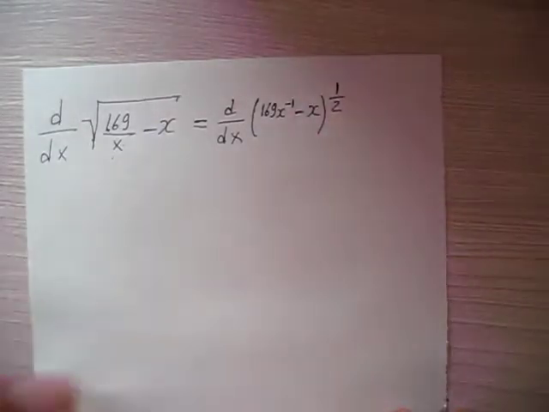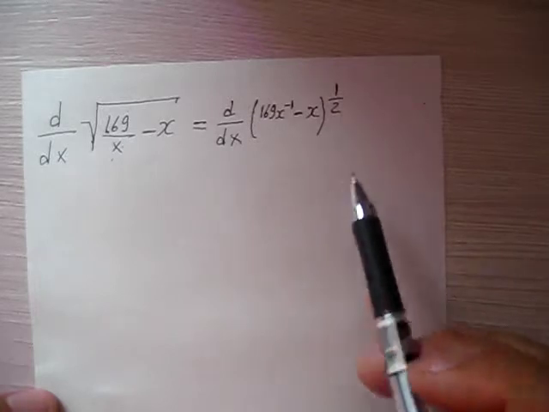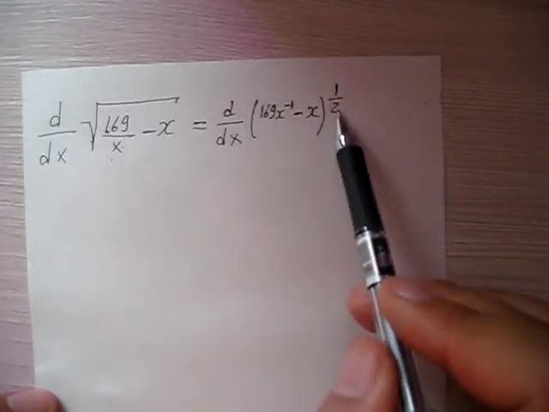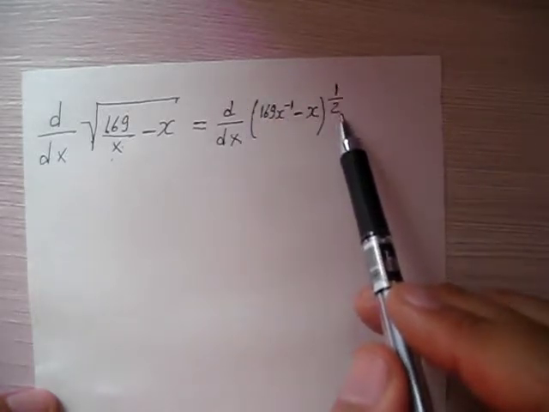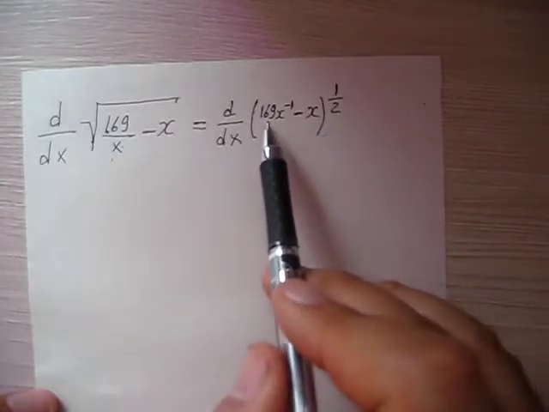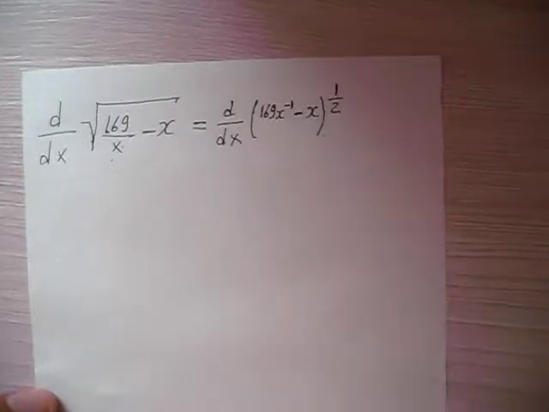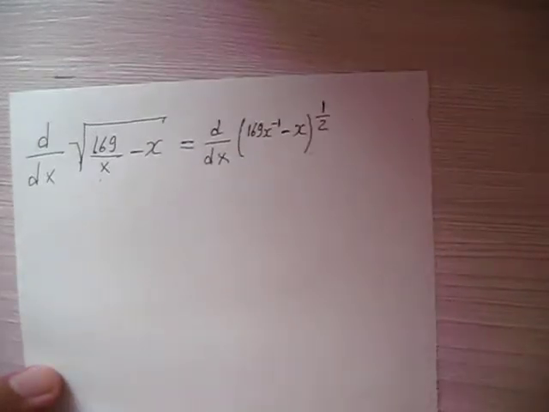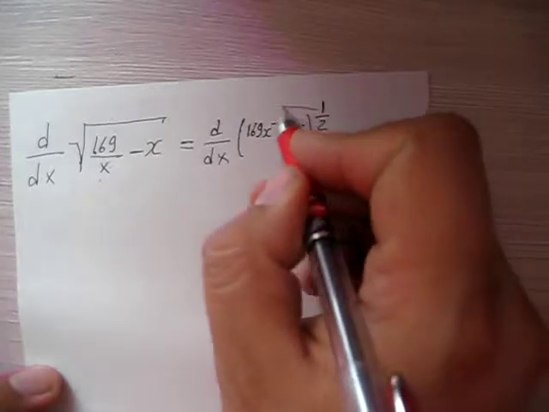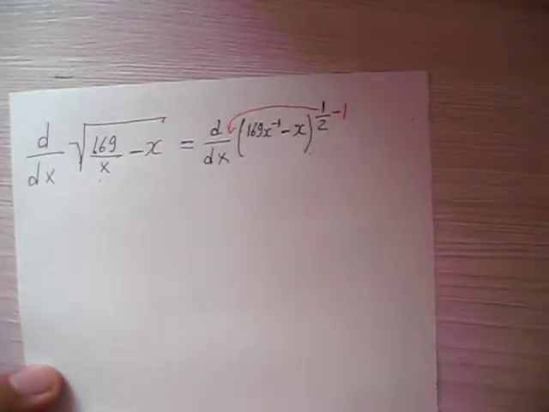And now we will use the chain rule here. The chain rule states that you have to first find the derivative of the outer function, this quantity and power 1/2, and multiply it by the derivative of the inner function, which is the expression inside the parentheses. So let's do that. For the outer function, 1/2 goes in front, so we are using just the power rule here, and subtract 1.